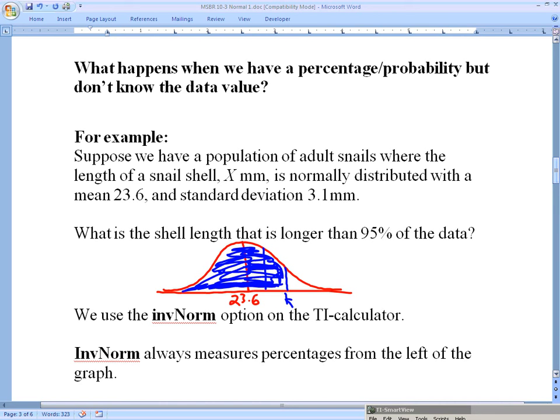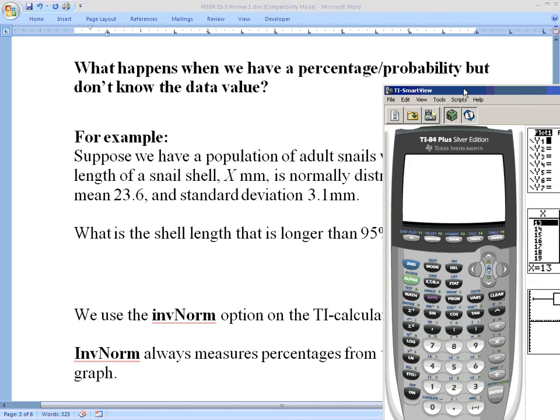And the idea is that we'd use inverse norm. Inverse norm measures percentages from the left of the graph. And so if I put in 95% into my inverse norm calculation, it would move from the left of the graph and find the value that is greater than 95% of all the data, as I've labeled here, which is k. And so let's give that a shot.